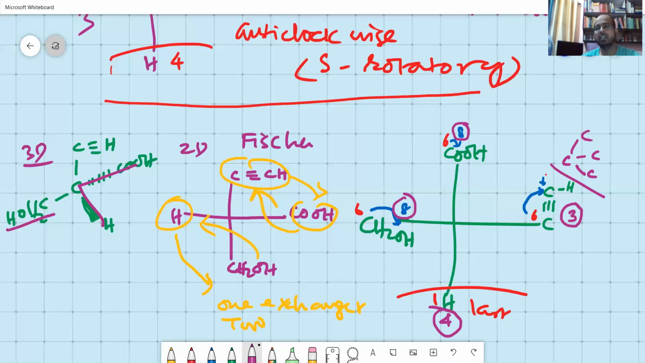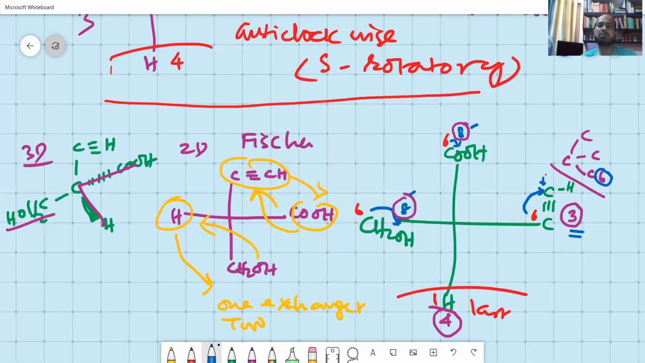Even if you attach like this, what happens is the next atom is 6 here. Okay. Here the next atom is 6, but here it is 8. Here also it is 8. So it is priority 3.